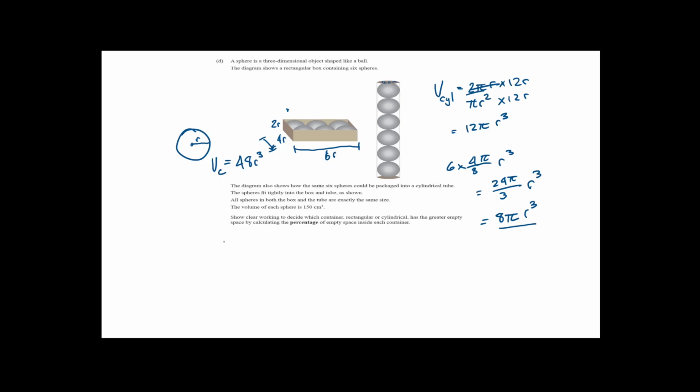So that means that the volume of the spheres divided by the volume of the container, I'll call it CON, is going to be 8 pi r cubed. And I think they're going to cancel. Yes, they are. Divided by 48 r cubed, which is going to be 8 pi over 48. So that's what's going to be filled up by the spheres. And then the amount that's empty is going to be 1 minus that.